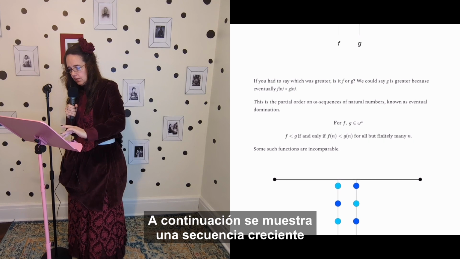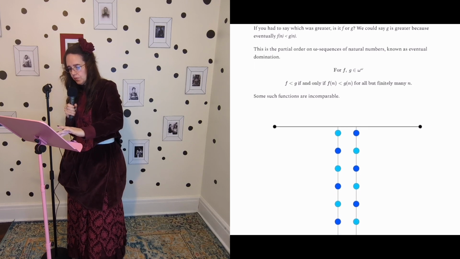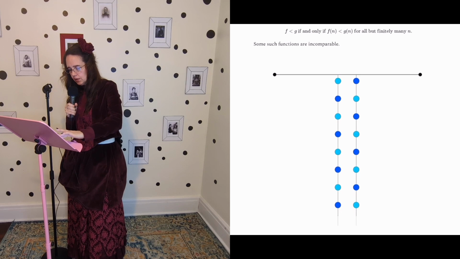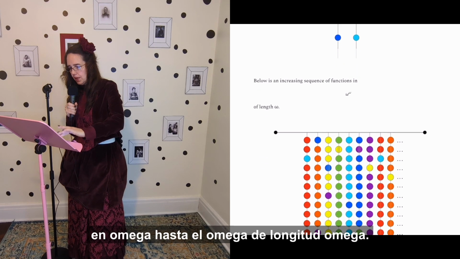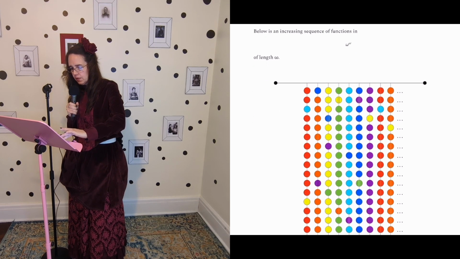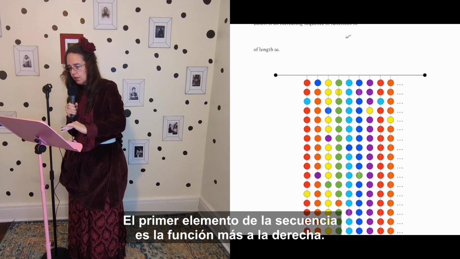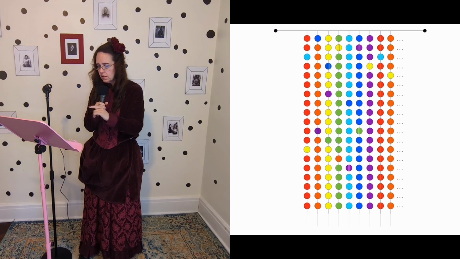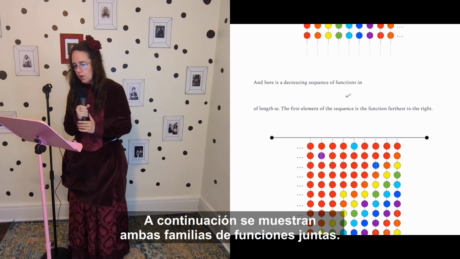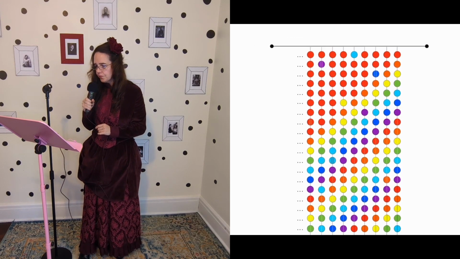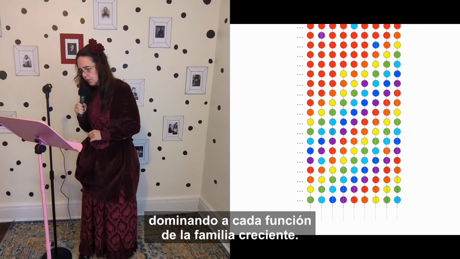Below is an increasing sequence of functions in omega to the omega of length omega. And here is a decreasing sequence of functions in omega to the omega of length omega. The first element of the sequence is the function furthest to the right. Below are both families of functions together. Every function in the decreasing family eventually dominates every function in the increasing family.